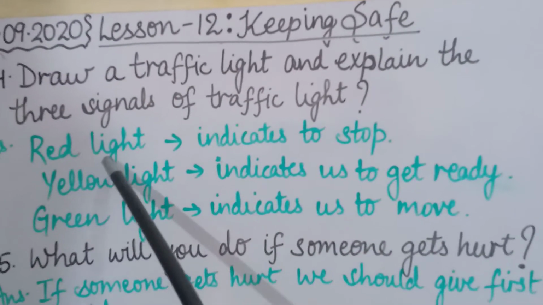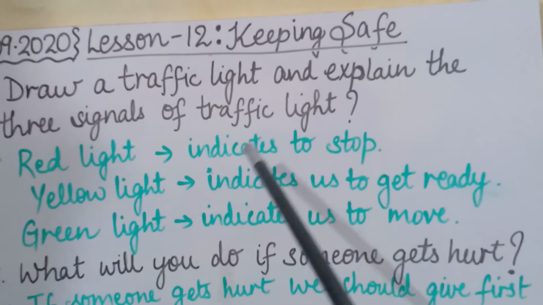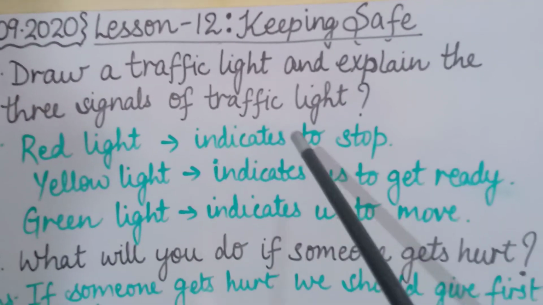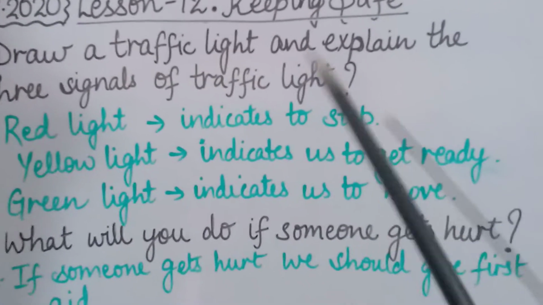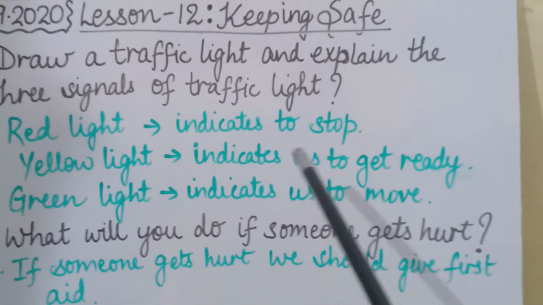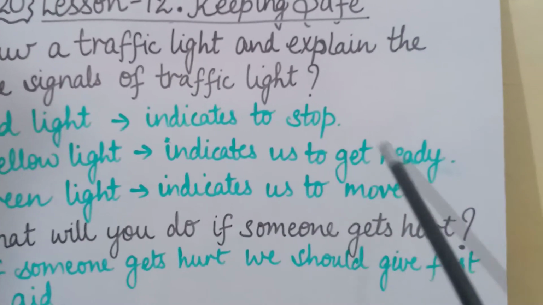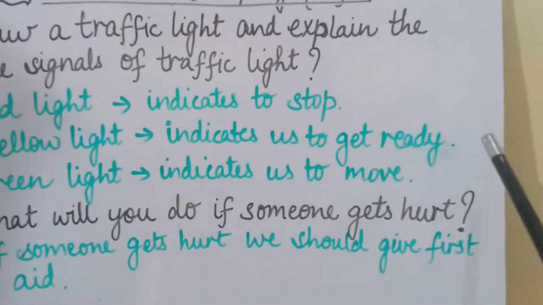So the first is red light, indicates to stop. Red light ka kya kaam hai? Red light se hame kya pata chalta hai? That we have to stop, hame rukna hai. Yellow light indicates us to get ready. जब येलो लाइट जलेगी तो हमें पता है कि हमें अब रेडी रहना है जाने के लिए.